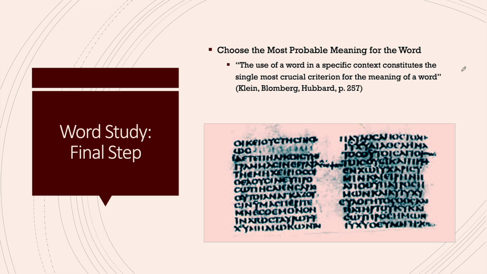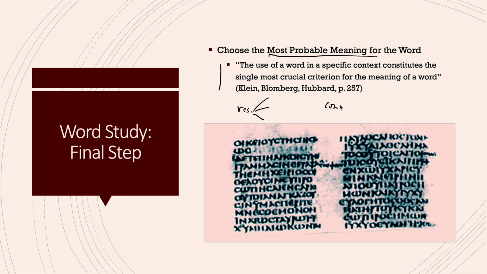So you get to the final step, you have all this research and information. You've got to choose the most probable meaning of the word. So again, Klein, Blomberg, and Hubbard provide this wonderful quote: the use of the word in a specific context constitutes the single most critical criterion for the meaning of the word. So you do this research, and what you're going to find is that there's a range of meaning. This word can be used in many different ways.